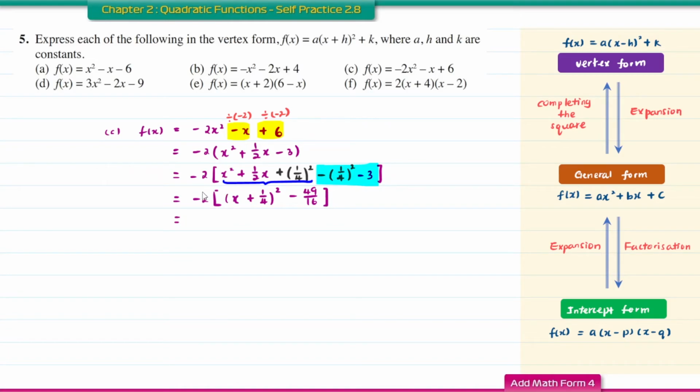So next, we're going to do the expansions. So you're going to get negative 2 bracket x plus 1 over 4 square. So here you're going to have plus 49 over 8. So that is the vertex form for C.